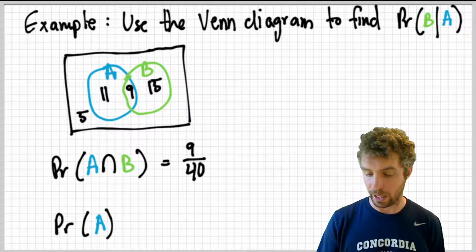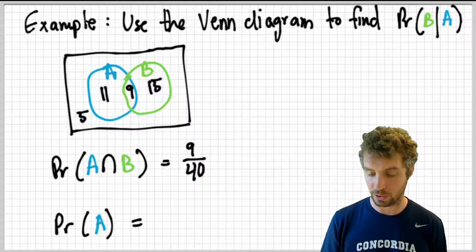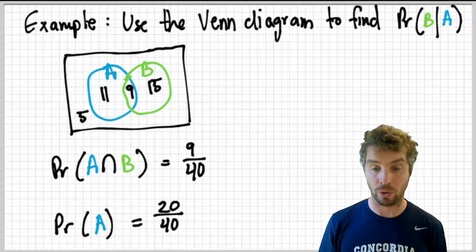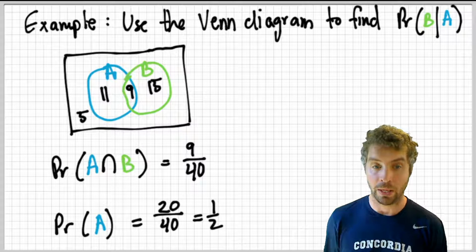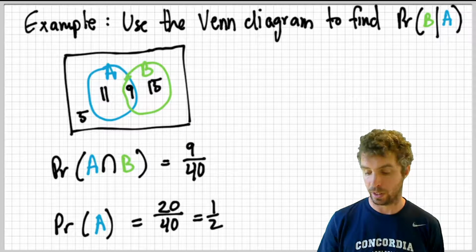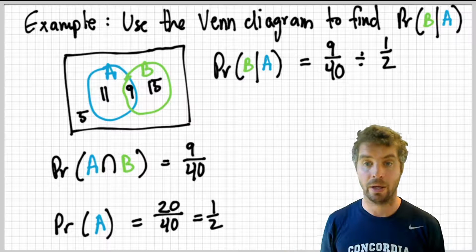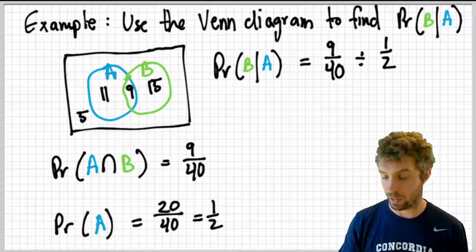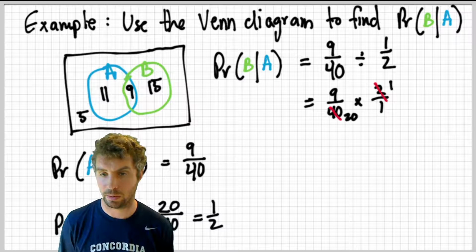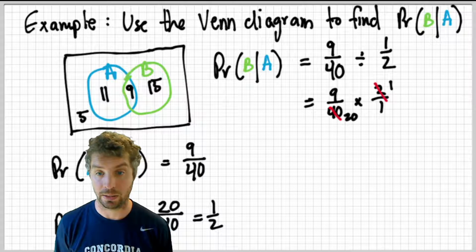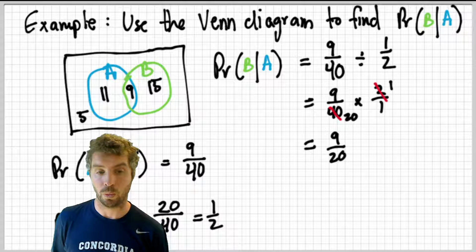The probability of A, we're going to look at everything in the circle of A, so the 9 and the 11. So that's 20 things out of, again, our total of 40. That we can simplify to 1/2. Now, in order to find the conditional probability, I'm going to do that intersection divided by 1/2. So I'm going to write it like that. I can, of course, flip over my second fraction, turn it to a times problem, simplify by canceling the 2 and the 40, and the answer I get is 9/20.